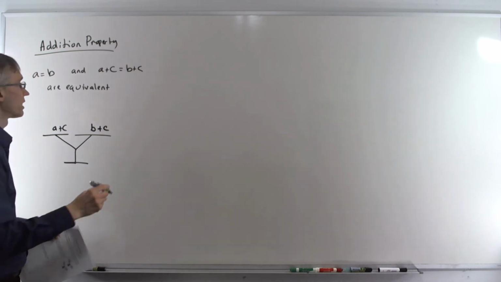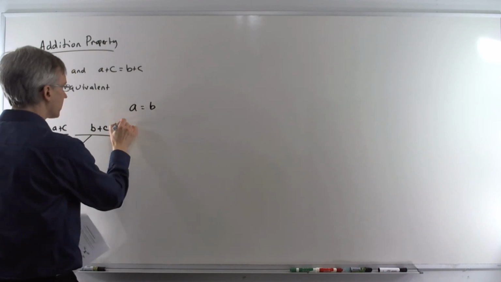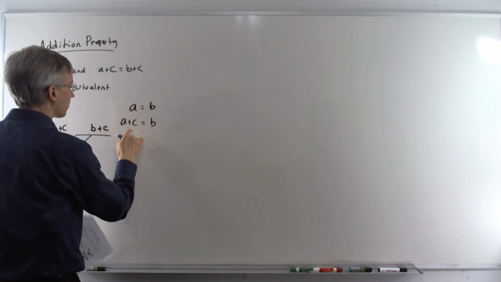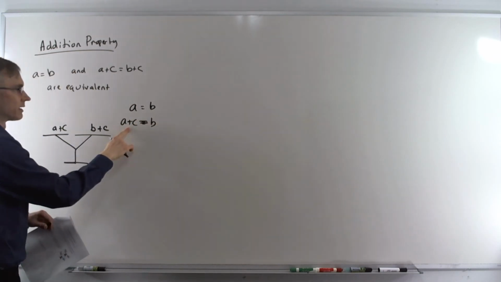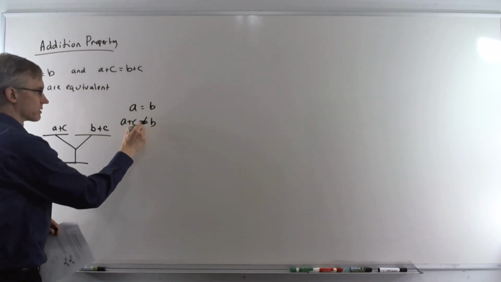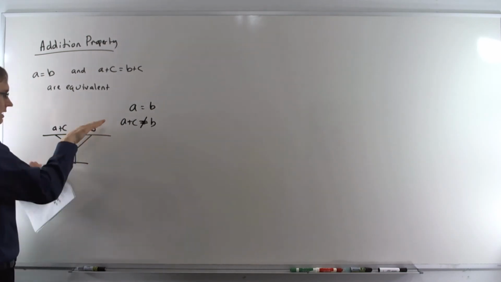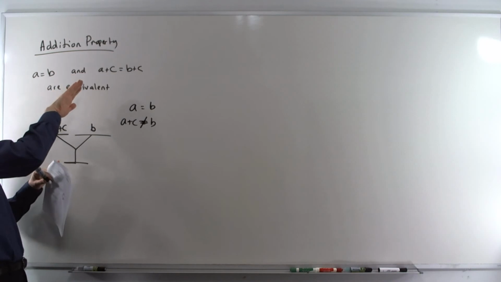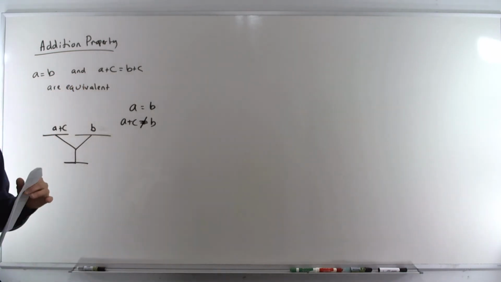But if I have some equation like this, where A equals B, and then I go ahead and add C to one side, that equation is no longer balanced. Those two things no longer equal each other. And what's going to happen is this balance is going to shift this way. We need to keep that balance level so that both sides are equal.